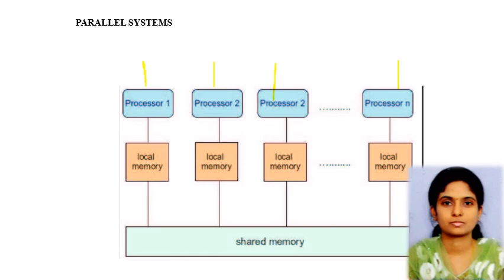What are the advantages of multiprocessing? The first one is that it increases the throughput. The throughput increases because with more processors, more work can be completed in a unit of time. The big task can be completed within the same unit of time because the task is divided into small subtasks. And the second advantage is cost saving.